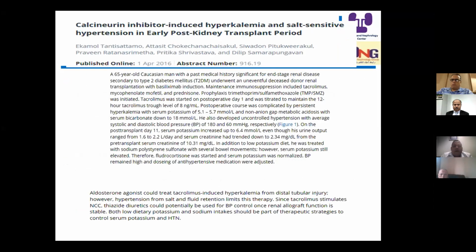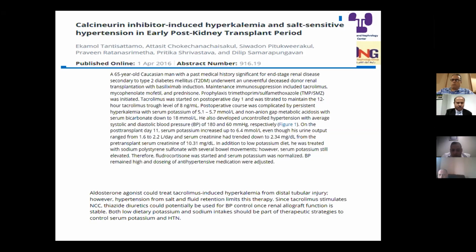This is a case report published in the JRCPE journal in 2016 about a 65-year-old male who had end-stage kidney disease on dialysis secondary to diabetes. He underwent uneventful deceased renal transplantation. His immune suppression was rituximab induction and was maintained by steroid, tacrolimus, and MMF, started from day 1 post-transplantation. His tacrolimus trough level was 8 nanogram per milliliter.